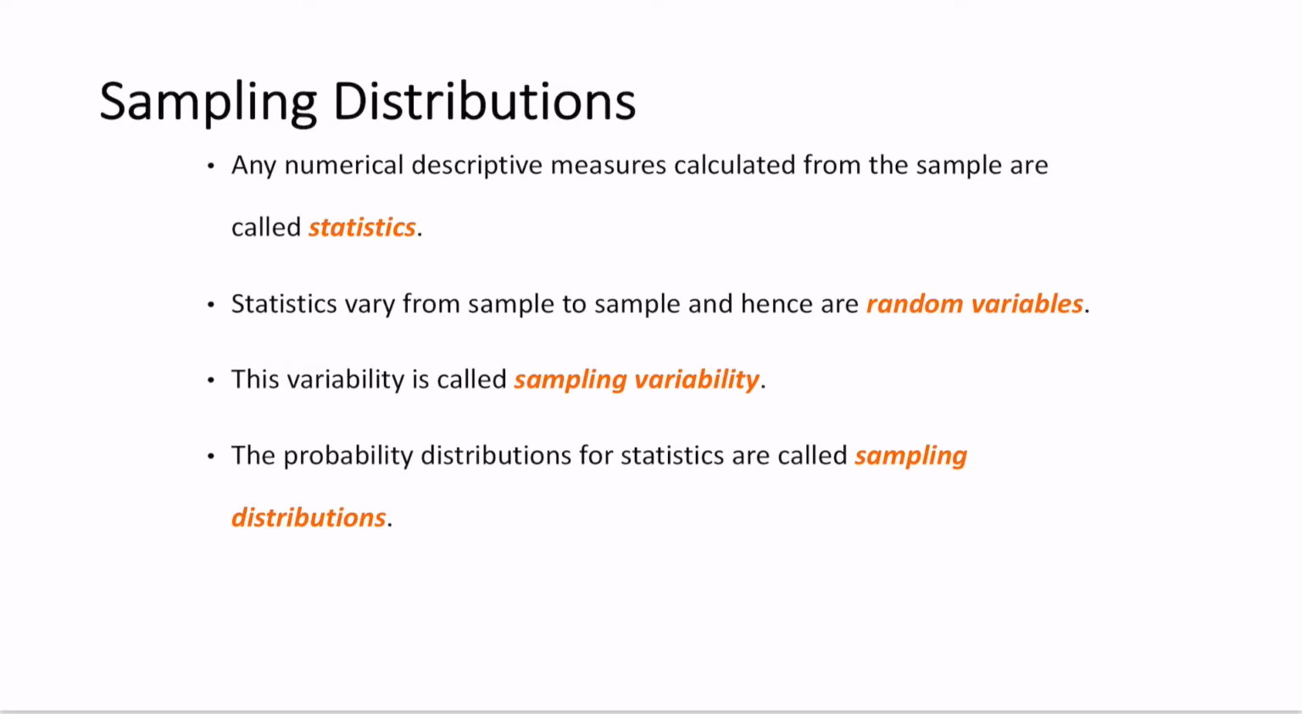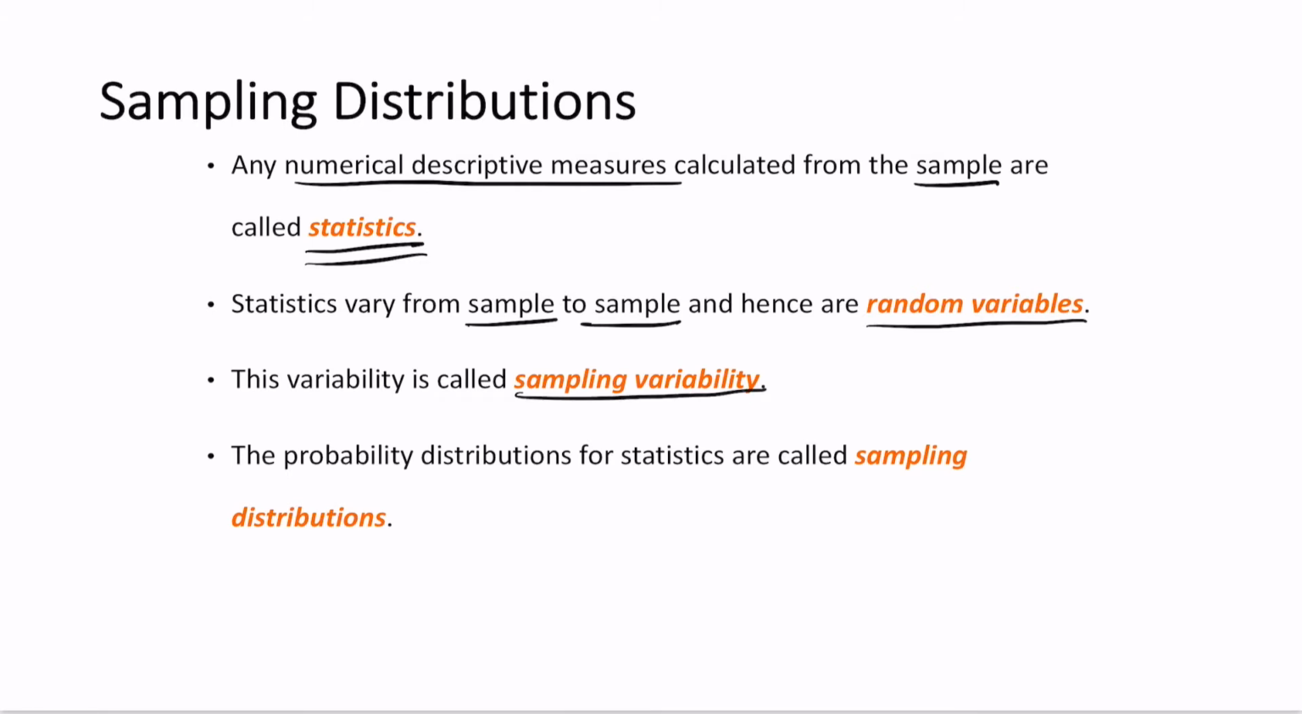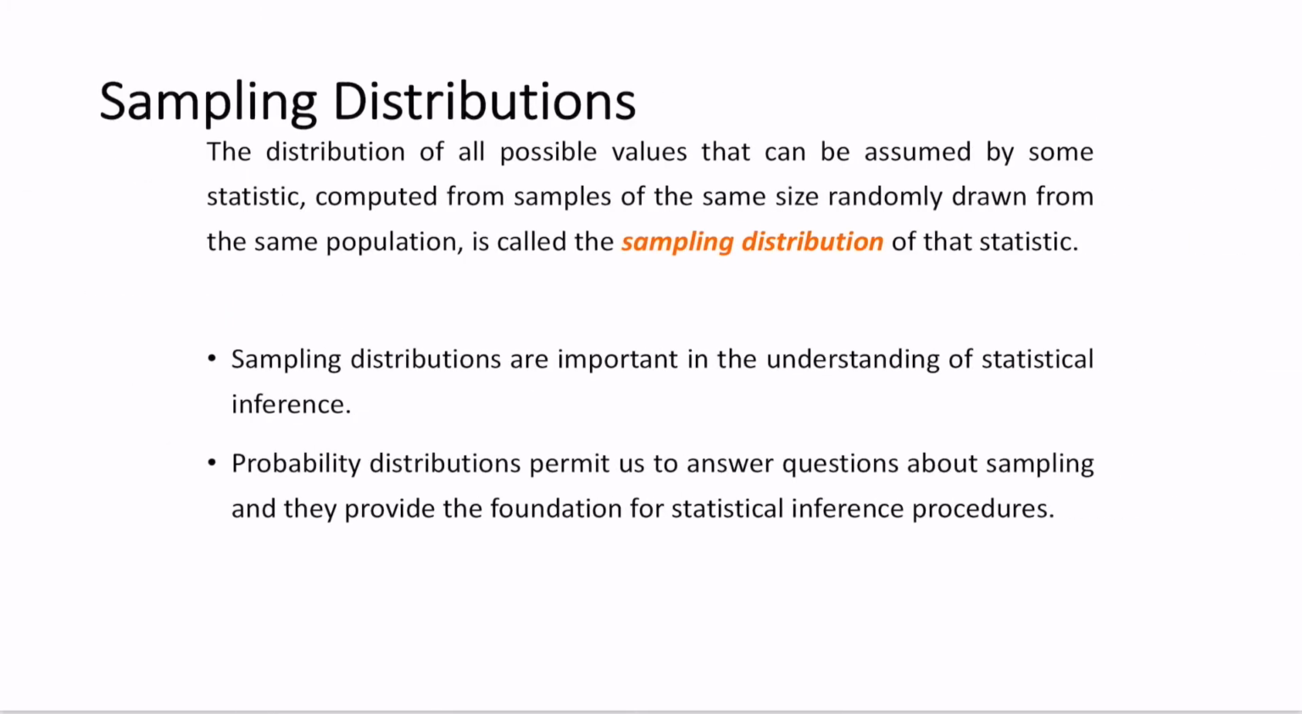Now, sampling distribution. The numerical descriptive measures calculated from the sample are generally called statistics, and these statistics generally vary from sample to sample. That's why we call them random variables. This variability we call sampling variability, and the probability distribution of these statistics is called the sampling distribution. So why do we need sampling distribution?